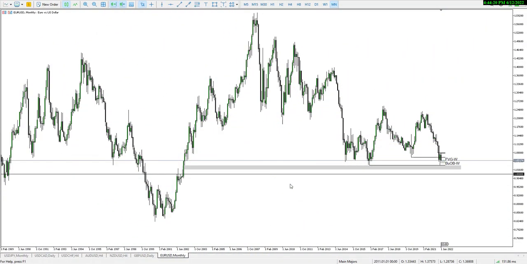Right. So we are continuing with our top-down analysis of the major currency pairs, and in this video we'll be looking at Euro USD and Pound USD. In the previous analysis, we looked at Aussie dollar and New Zealand dollar, focusing mainly on shorting opportunities due to the fact that dollar is quite strong.